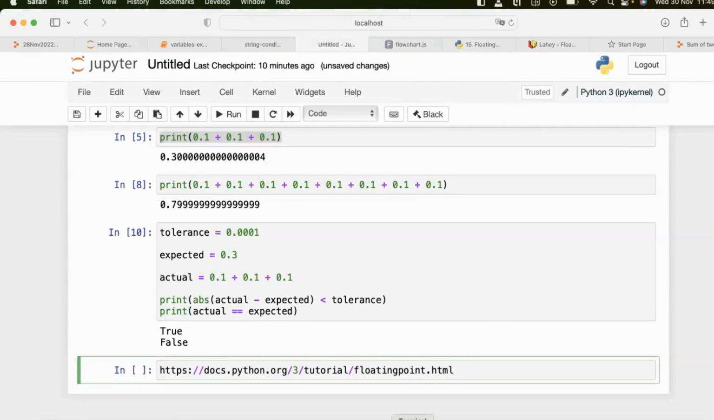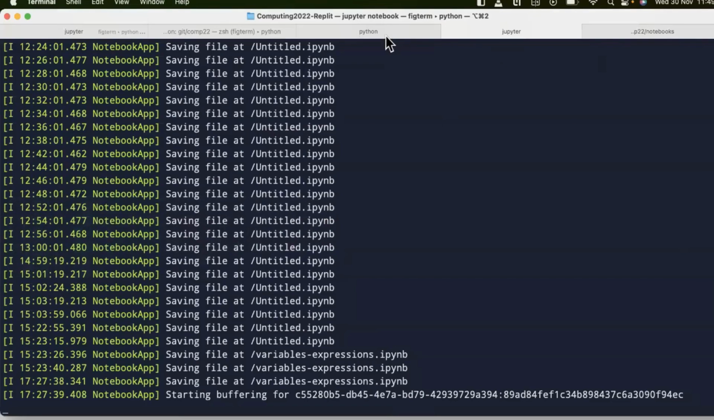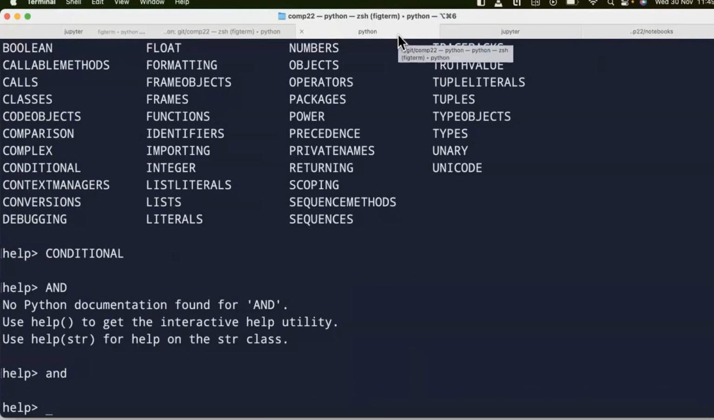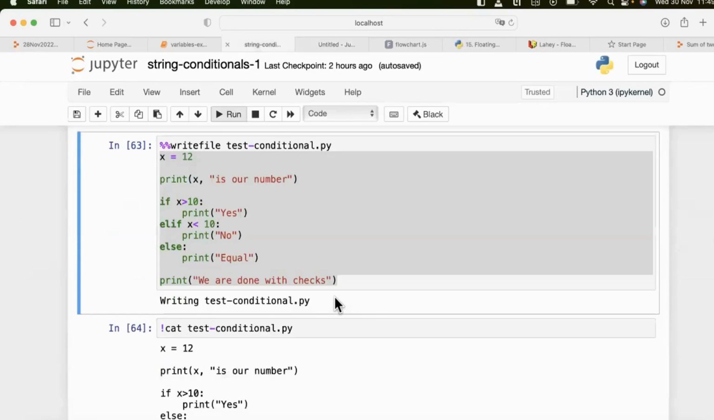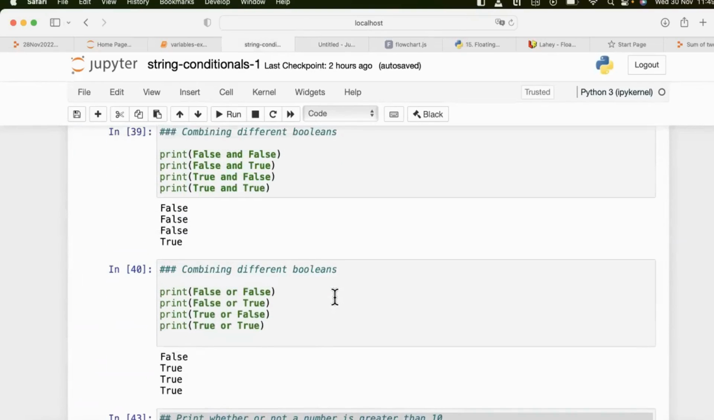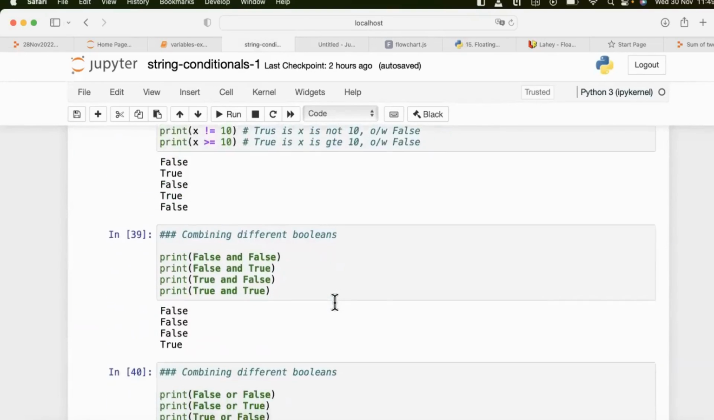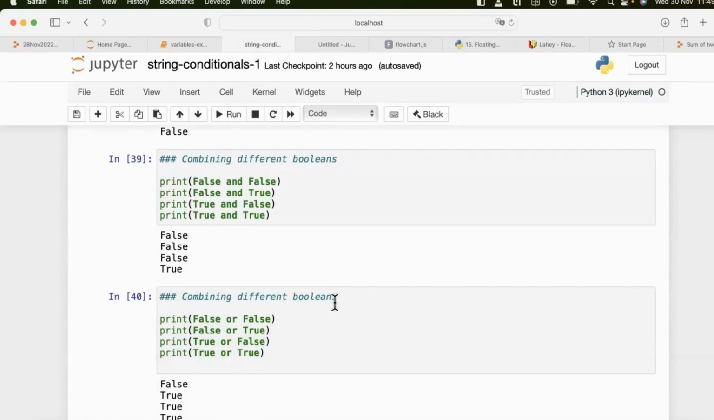Okay. So now let's pick up another interesting topic, which we started yesterday, but we didn't finish. We were looking at the help yesterday, right? We started with the conditionals, if you remember, and we looked at the truth tables. If we talk about the and for the conditional, false and false means false. False and true means false. True and false means false. And true and true means true.